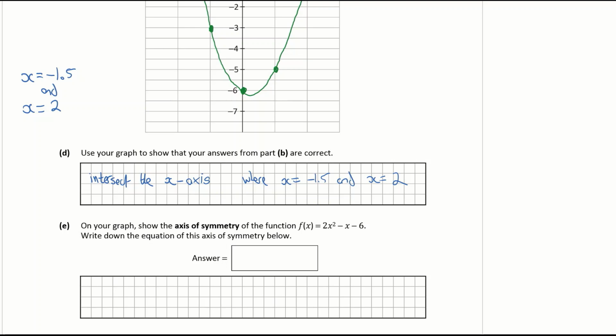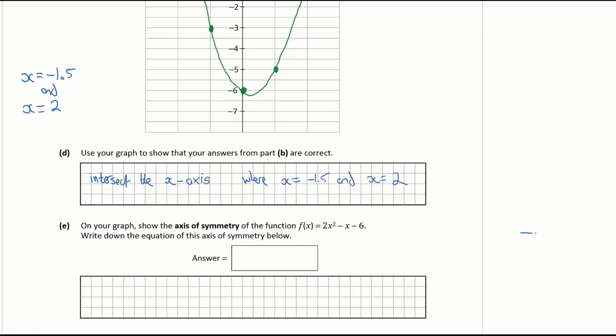The final part to that question is part E, and it's asking us on the graph, show the axis of symmetry of the function and write down the equation of this axis of symmetry below. So just remember what an axis of symmetry is. An axis of symmetry is like the butterfly effect, that you can fold it over onto itself and it's going to map itself. It's going to be the mirror image of each other.